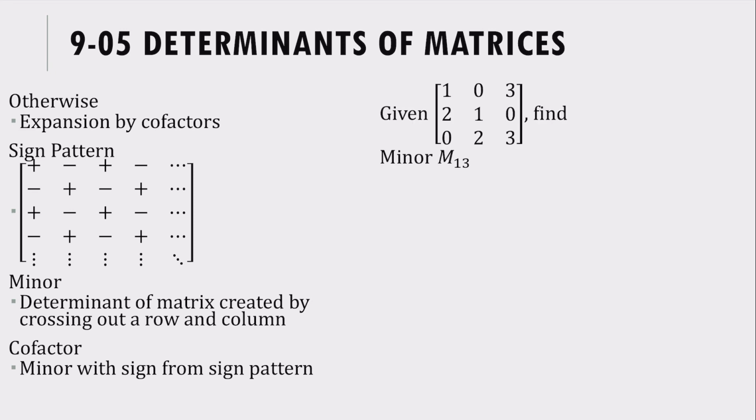Okay, so here's the matrix. Notice it's square. We can only do determinants of square matrices. What is the minor 1, 3? So this is row and column, row 1, third column. So we're going to cross out row 1 and column 3. And we're left with 2, 1, 0, 2. So this would be the determinant of 2, 1, 0, 2, which is 2 times 2 minus 0 times 1, or 4.